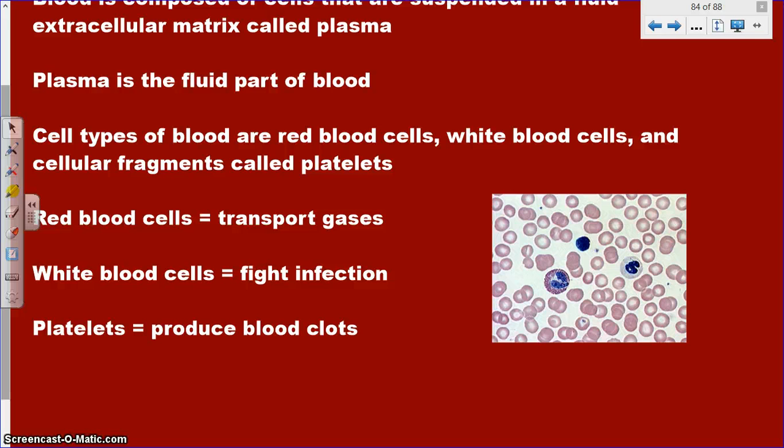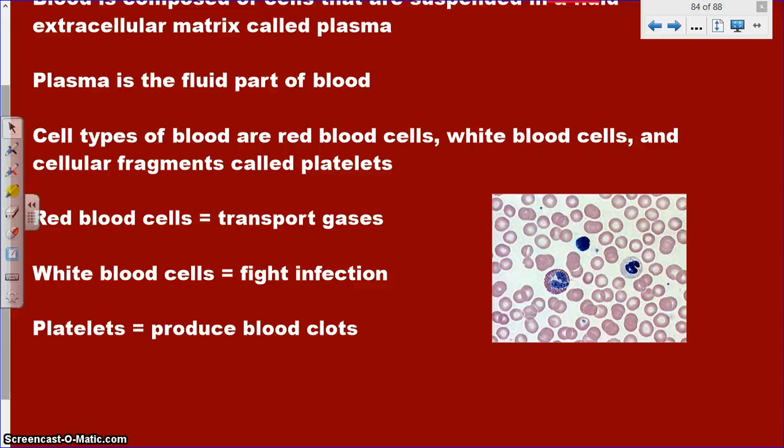Your red blood cells are going to transport gases. It transports both oxygen and carbon dioxide with the help of the protein hemoglobin. Your white blood cells, there's different kinds of white blood cells. We'll talk about the different types when we actually get to our unit on blood. But the white blood cells help to fight infections that are caused by a wide variety of things, whether it's parasitic worms, bacteria.